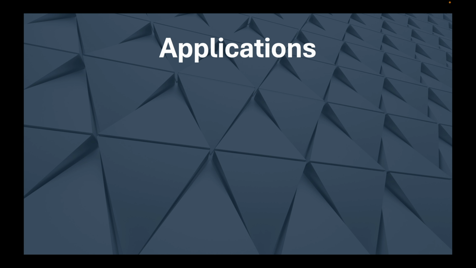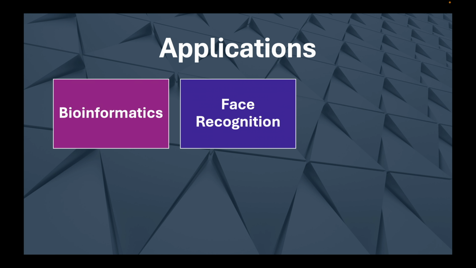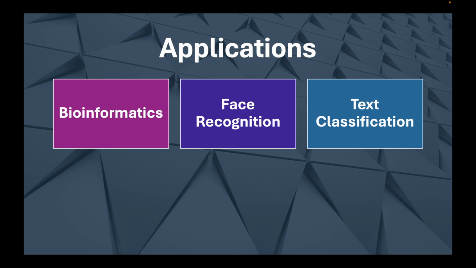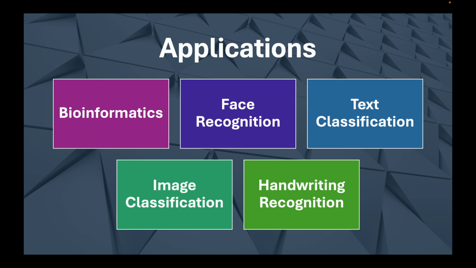Applications. The applications of SVM are in various fields. Some of them are in bioinformatics. SVM can be used for classifying genes or DNA sequences, such as predicting protein function from genetic data. Face recognition. It can be used for verifying faces in security systems. Text classification. SVM can be applicable for classifying emails as spam or non-spam emails. Image classification. SVM is used for classifying objects in images, such as detecting tumors in MRI scans. Handwriting recognition. It can be used for recognizing digits or letters from scanned documents.